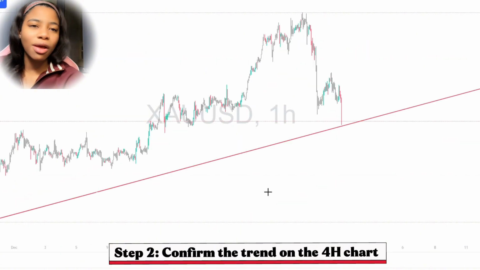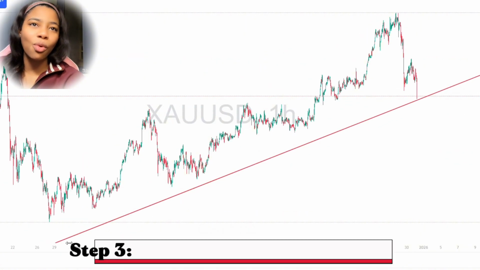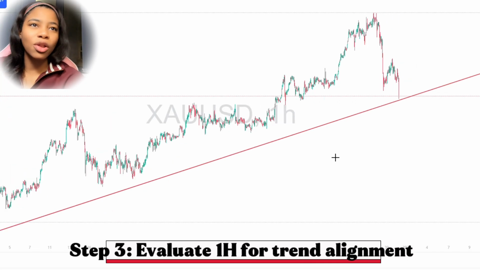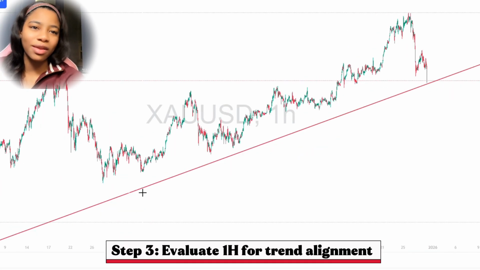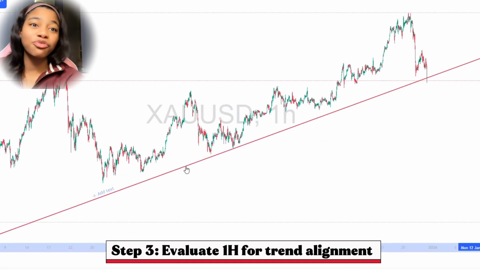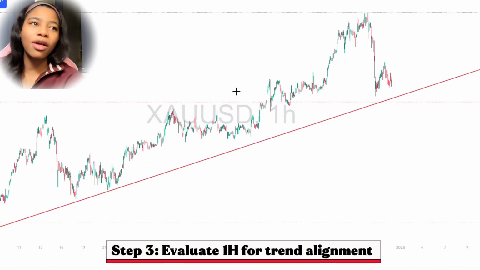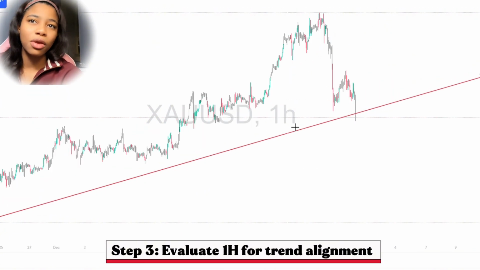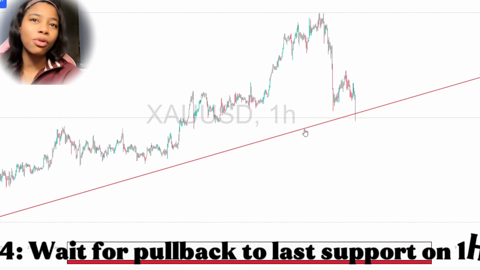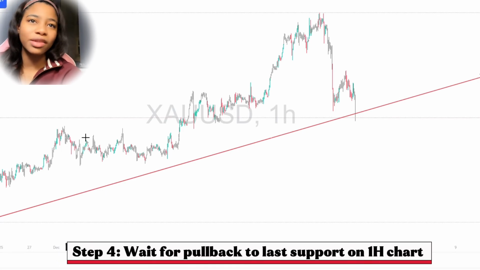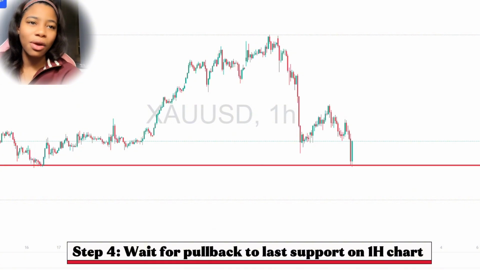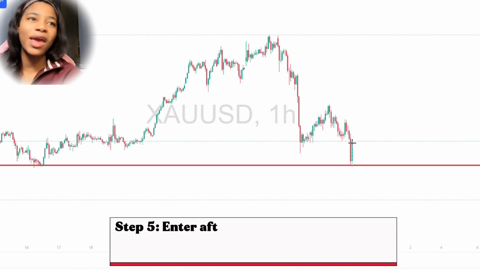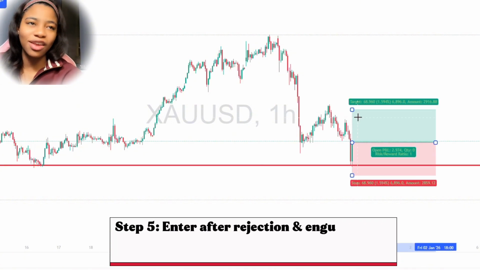Now, just for another quick validation, look at the 1-hour chart. Is the 1-hour chart also in an uptrend? If yes, that's triple confirmation. All 3 time frames are in an uptrend. This is the best setup. Now you wait for price to pull back on the 1-hour chart. When price pulls back to the previous low on the 1-hour chart, you enter without hesitation.